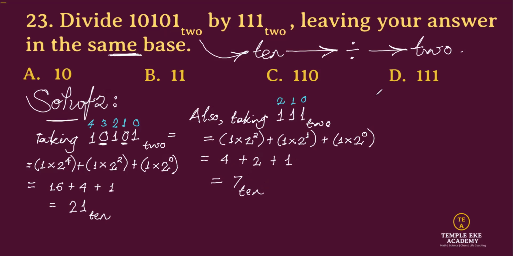And therefore we can write that 10101 divided by 111 in base 2 is equivalent to 21 in base 10, also divided by 7, which gives us 3 in base 10. Remember, these numbers are in base 2, of course. 1 also in base 2.